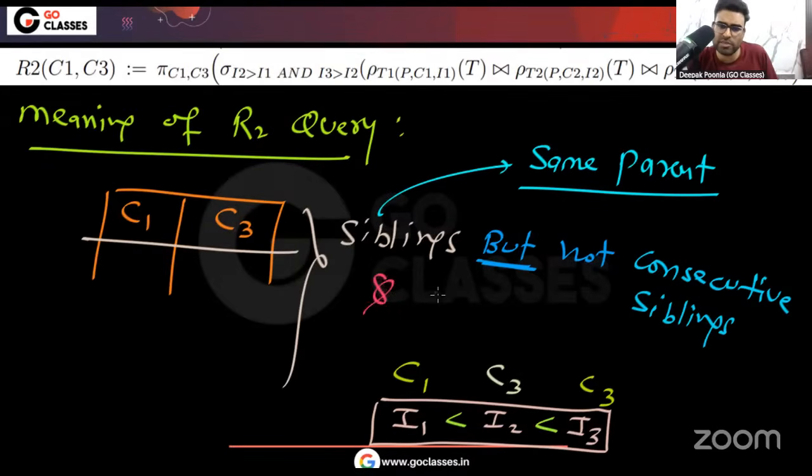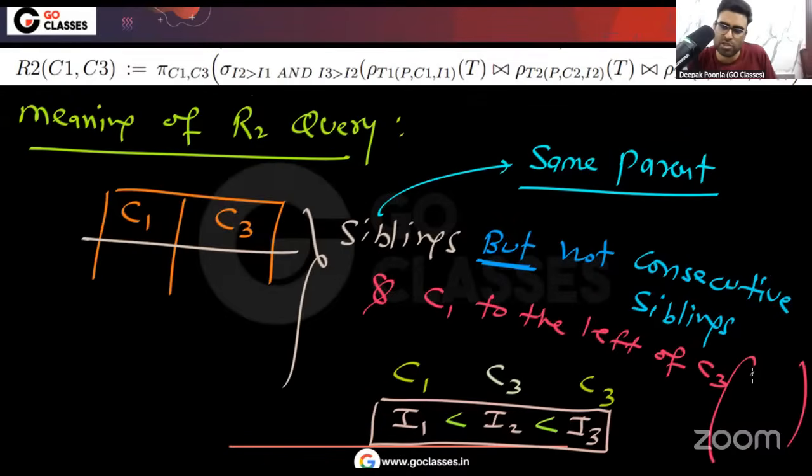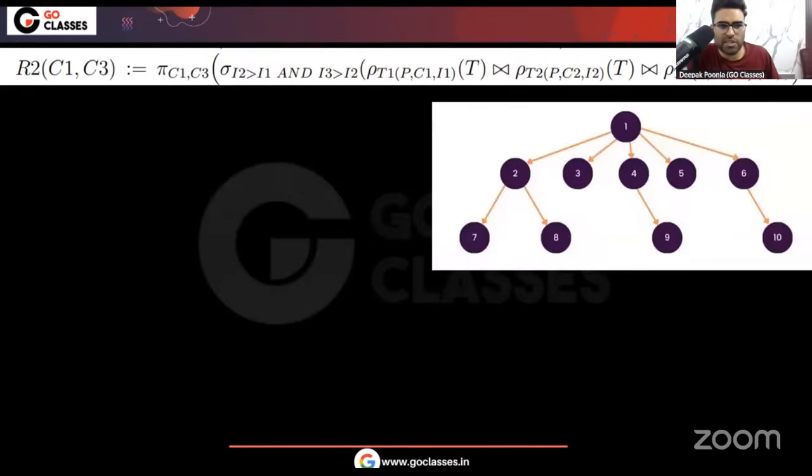And also one more thing, remember: C1 is elder than C3, or I can say C1 is to the left of C3, but definitely not immediate left. Yes or no? Not immediate left, because I don't want consecutive siblings. That's it.